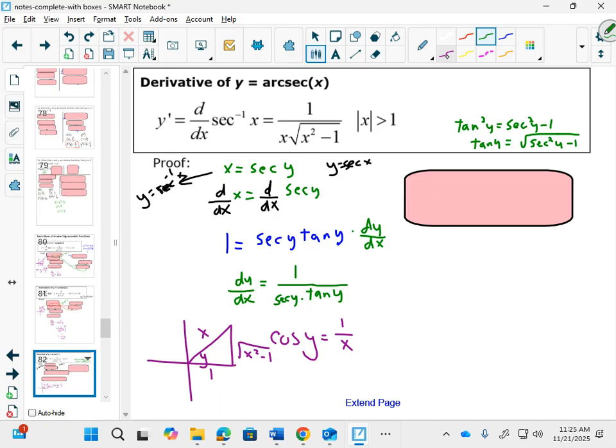On my purple one, can you see what tan y is? Tan y would be opposite over adjacent. So if I go to my purple here, dy/dx equals 1 over, well, secant y, that's x. That you get right from the beginning. Or the fact that if cos y is 1 over x, secant y is x over 1. Tan of y from your triangle is the square root of x squared minus 1. And you're done your proof. Really easy from the triangle.